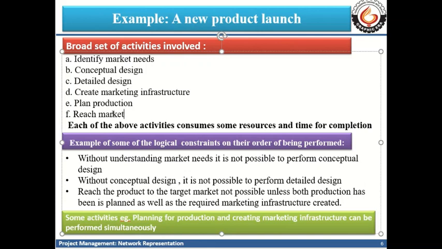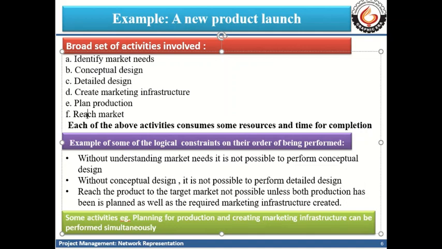Now there are certain constraints or conditions which need to be satisfied, like without identification of market needs you cannot have the activity of conceptual design. First you need to have identified market needs, then only you can go ahead with conceptual design. Similarly, the detailed design cannot be developed unless and until a conceptual design has been developed. So we see that these three activities are interlinked. The first activity will be identification of market needs, then conceptual design has to happen, and then the detailed design can be had.